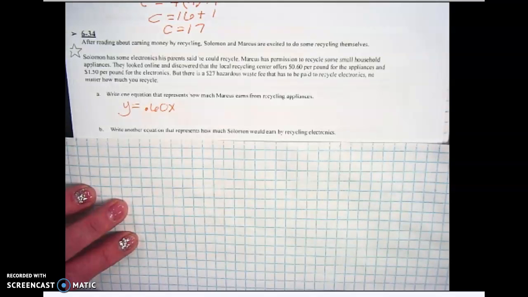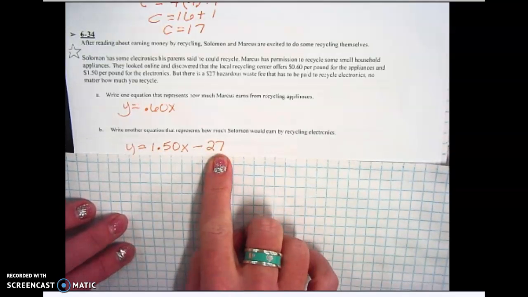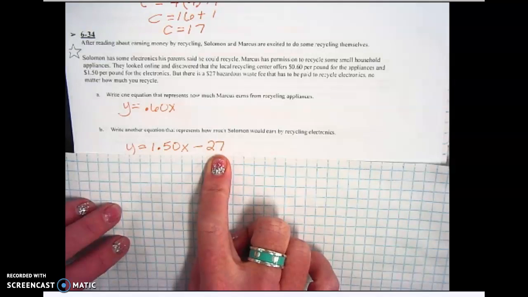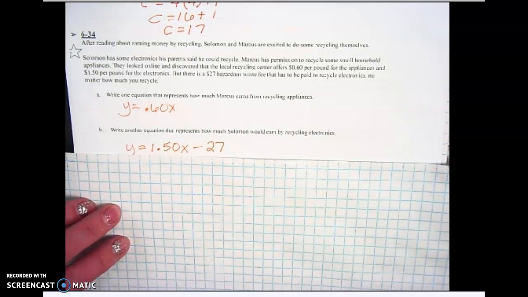So we're going to start it with Y equals again. But instead of 60 cents, he's going to get how much? $1.50. So you're going to take $1.50 times the X minus how much? The 27. That's a fee you have to pay for recycling hazardous waste.